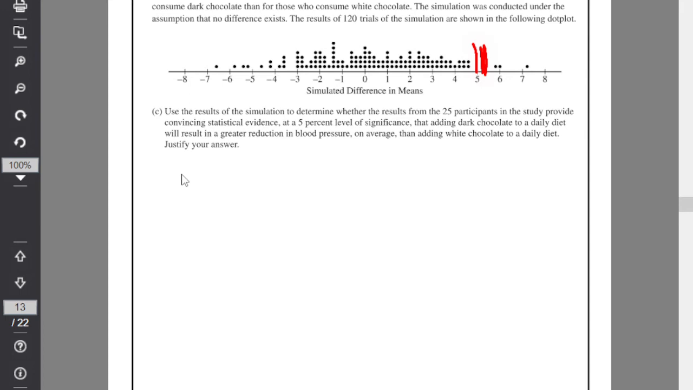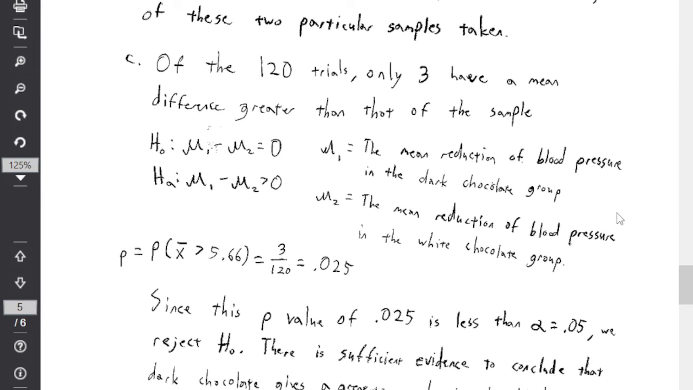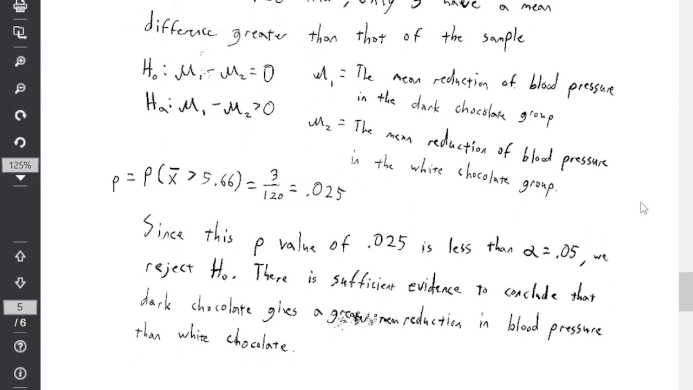So how often is there that much of a difference? Is there that much of an increase? Well, it's just in these 3 values. Out of all 120 trials, the probability I get a sample that extreme is 3 of those samples out of the 120. That's my p-value, which is less than my alpha level. Reject the null hypothesis.